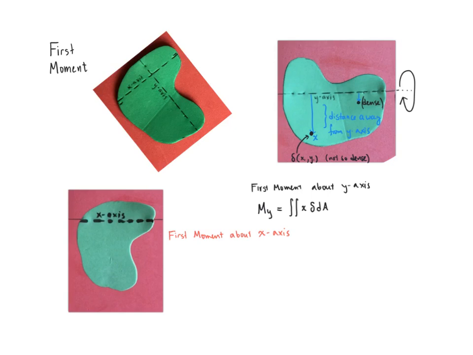Likewise, the first moment about the x-axis depends on y and the density, and is given by the formula double integral of y times density dA. Incidentally, a question I had was that if there is a first moment, isn't there also a second moment? The answer is yes, and the second moment is also called the moment of inertia, but this video isn't going into that.